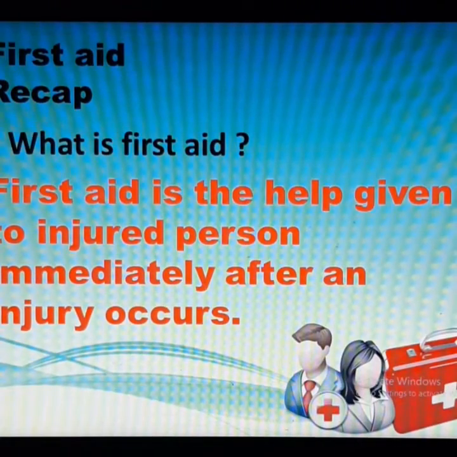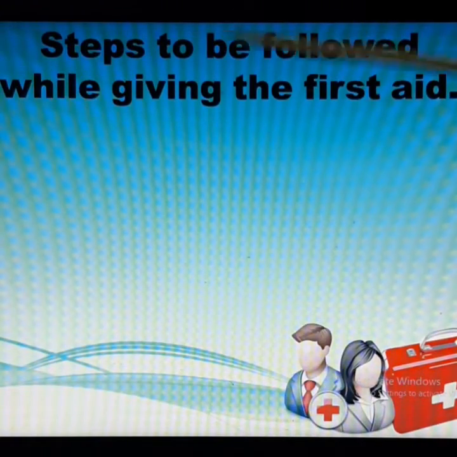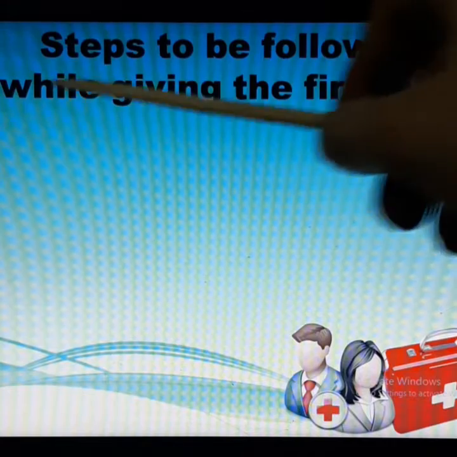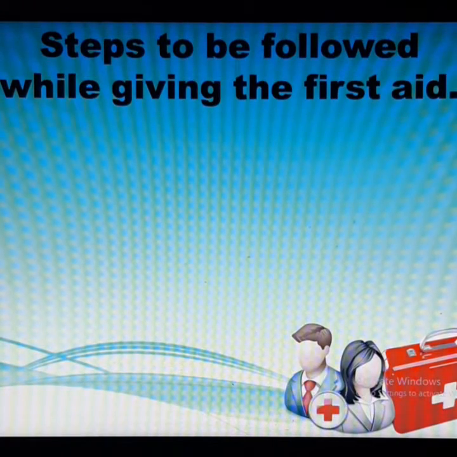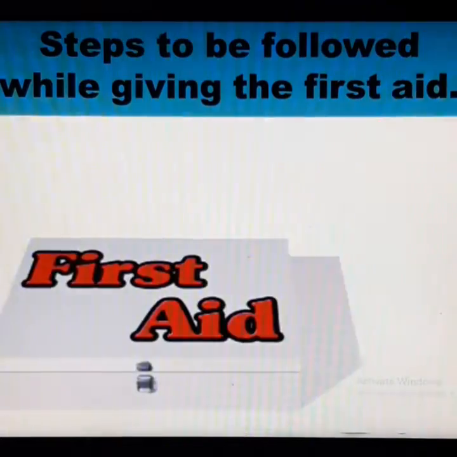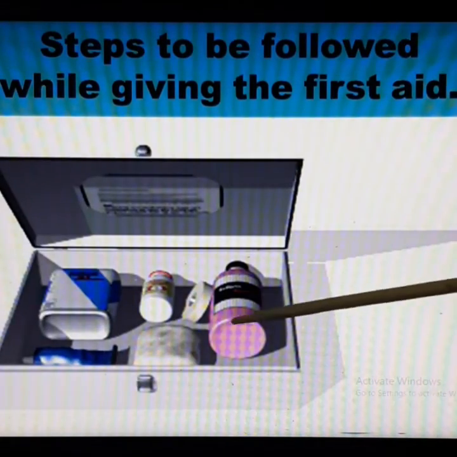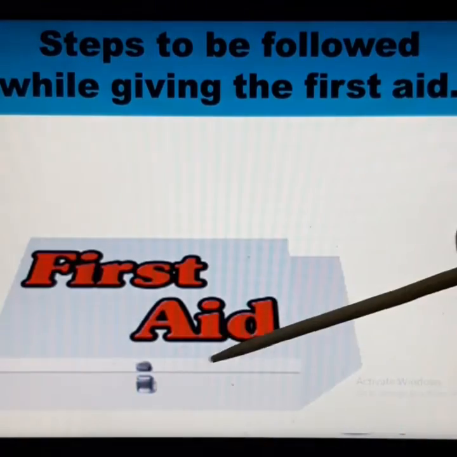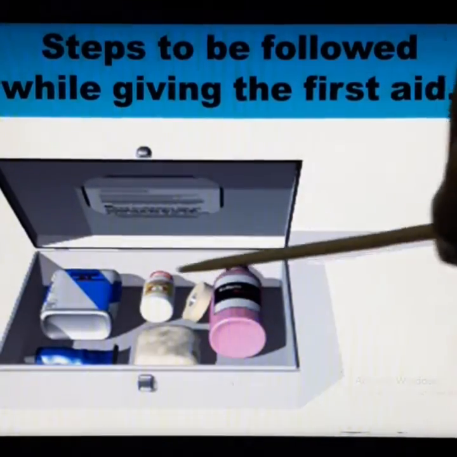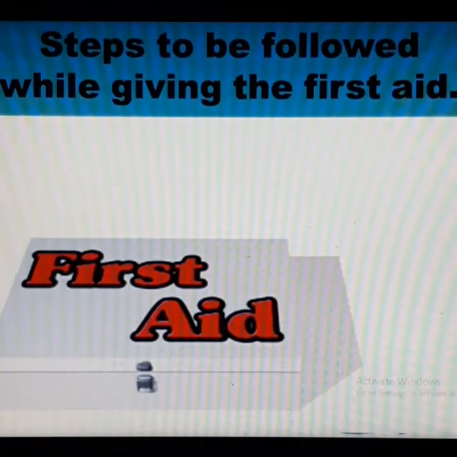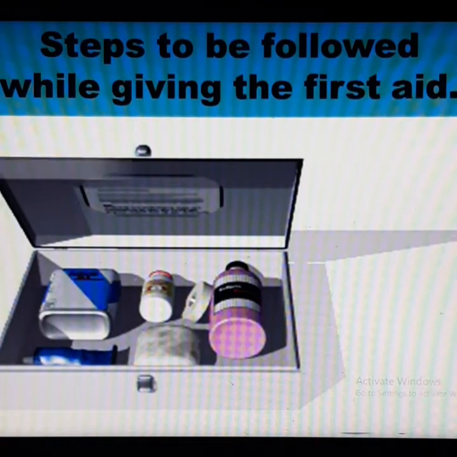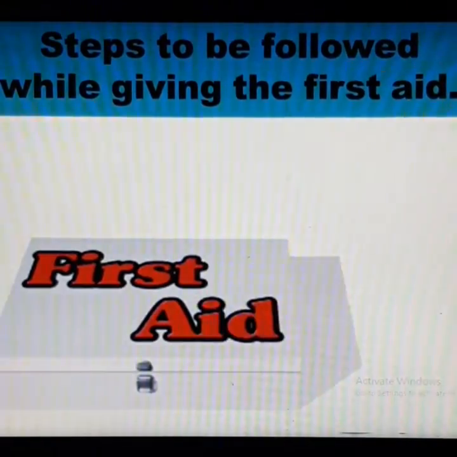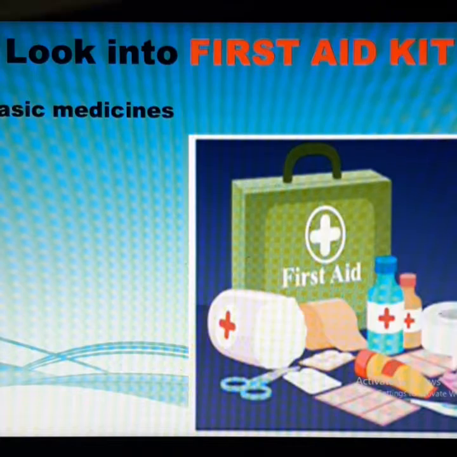Now while giving first aid there are a few steps which need to be followed. So today we are going to look into what those steps are. Very important is our first aid kit. It should be properly maintained and it should have the proper things in it which can help us to help the injured person. Now we are going to look into what we should have in our first aid kit. So there are some basic medicines which we can give.